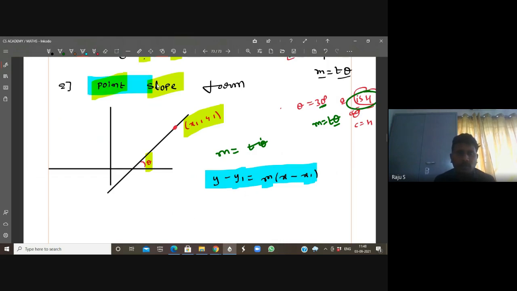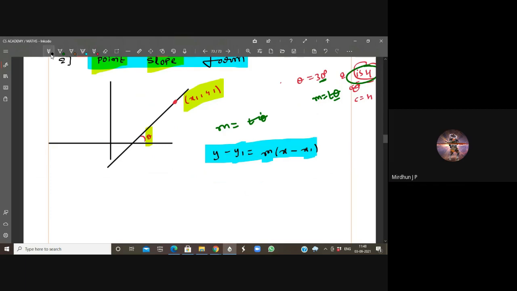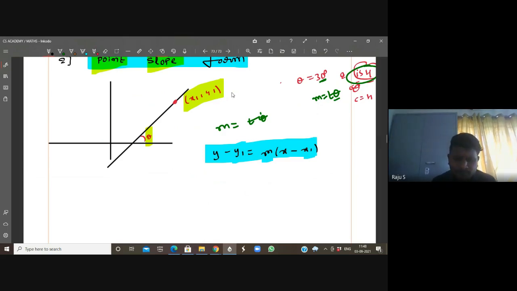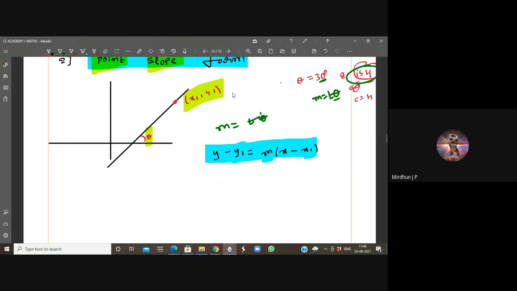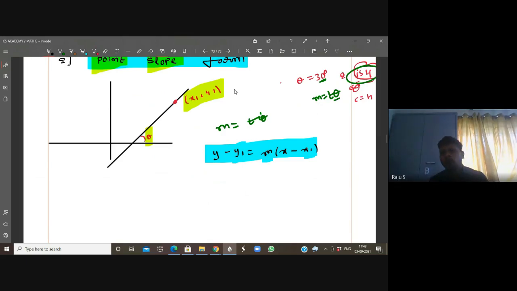X1, y1 is a point and m is the slope. That is the name alone I have written here. Sir, with the help of this equation, you will get the value of another point, x2, y2. Like in symmetric form, we are going to find another point.